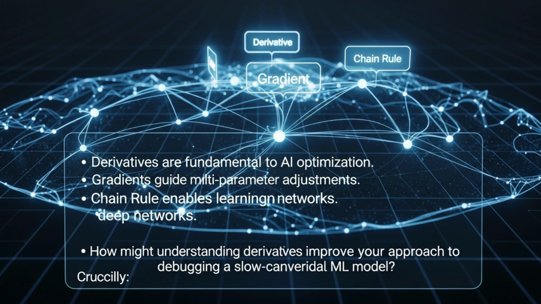Understanding these mathematical tools isn't just academic, it's about gaining a deeper intuition into how AI learns and how you can build more effective, robust models. To test your understanding, how might understanding derivatives improve your approach to debugging a slow converging machine learning model?